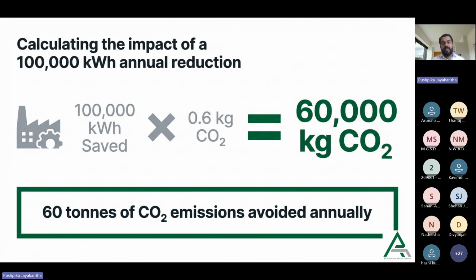So according to this calculation, by saving 100,000 kilowatt hours annually, an organization can reduce 60 tons, or 60,000 kilograms, of carbon dioxide per year. This is why energy efficiency is often considered one of the most cost-effective climate mitigation strategies. Many organizations quantify this emission reduction when preparing corporate sustainability reports or carbon inventories.